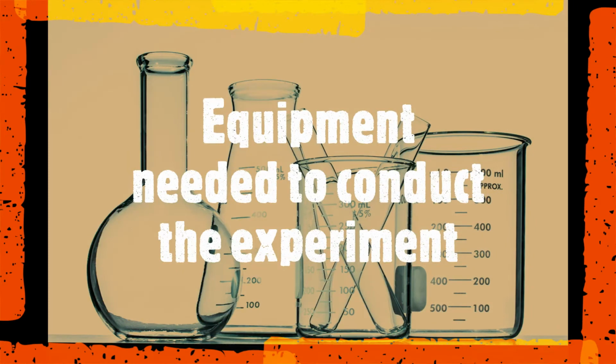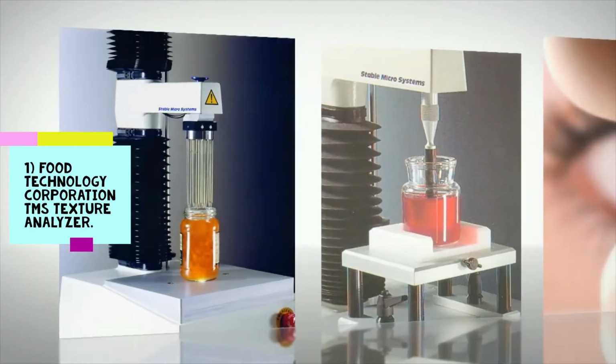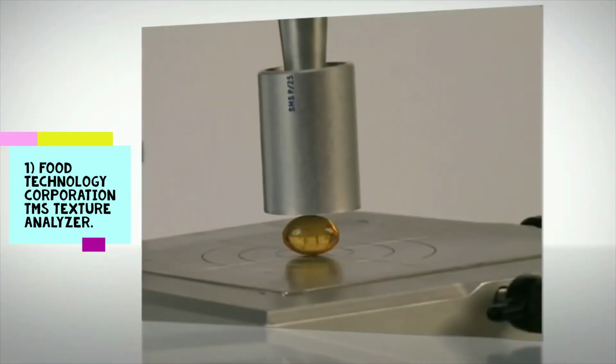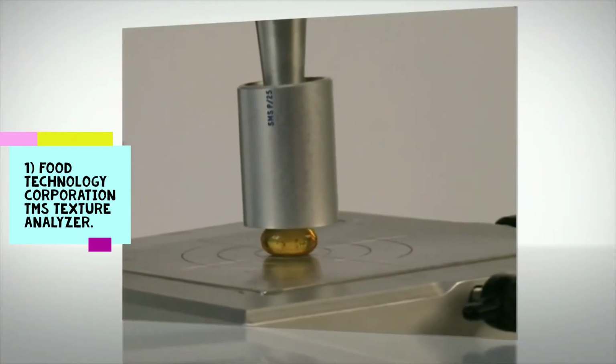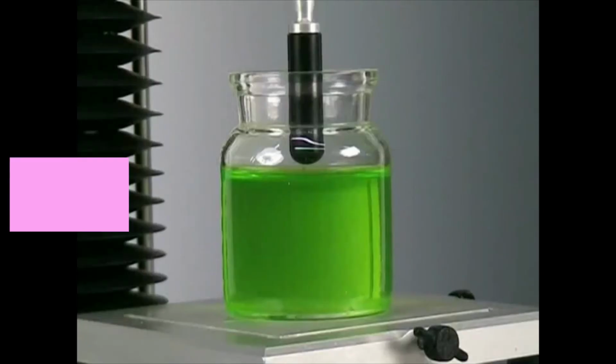Lastly, let's move on to the last subtopic, which is about the equipment needed to conduct the experiment. There are 4 pieces of equipment that need to be used in conducting the bloom strength test. One of the equipment that we will be using is the Food Technology Corporation TMS Texture Analyzer. The Texture Analyzer is used to measure the gelatin bloom strength test.